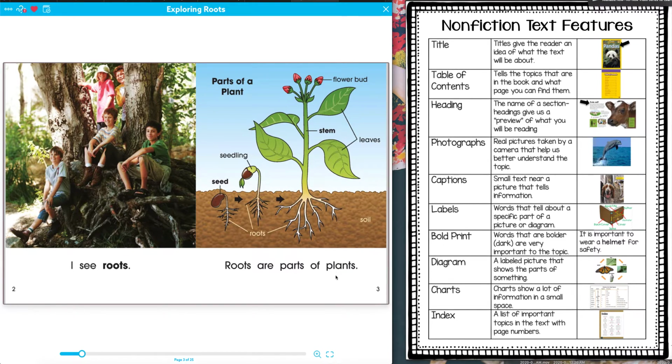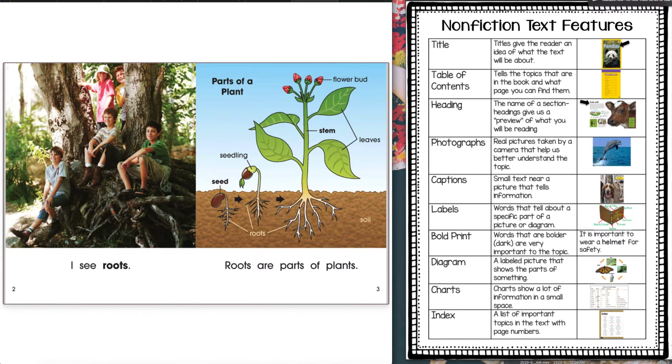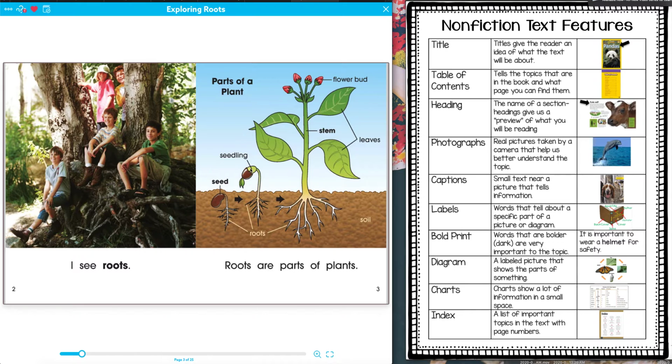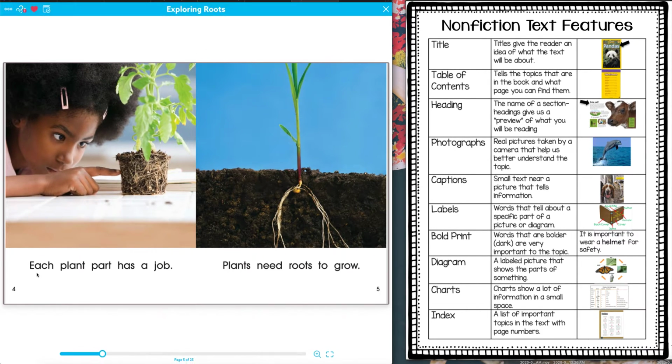Now, if I look at my picture up here, I am seeing the plant. I'm seeing a lot of labels, and it looks like a diagram. I see arrows here, so it starts with the seed, then it goes to the seedling, and then it comes into the big plant. Each one of these have roots. I can tell by the label roots. Each plant part has a job.